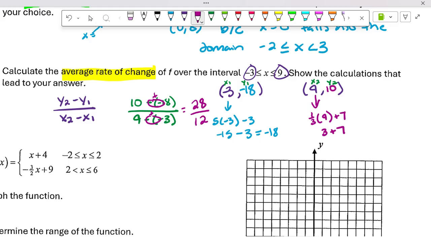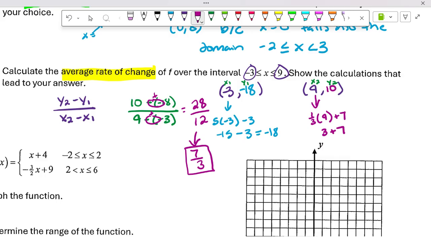12. So if I simplify the fraction 28 over 12, what would that be? What goes into both 28 and 12? 4. So if I divide the top and the bottom by 4, what am I left with? 7 over 3. So the slope between the x value of negative 3 and the x value of 9 is 7 over 3. Now, that was a pain in the butt.